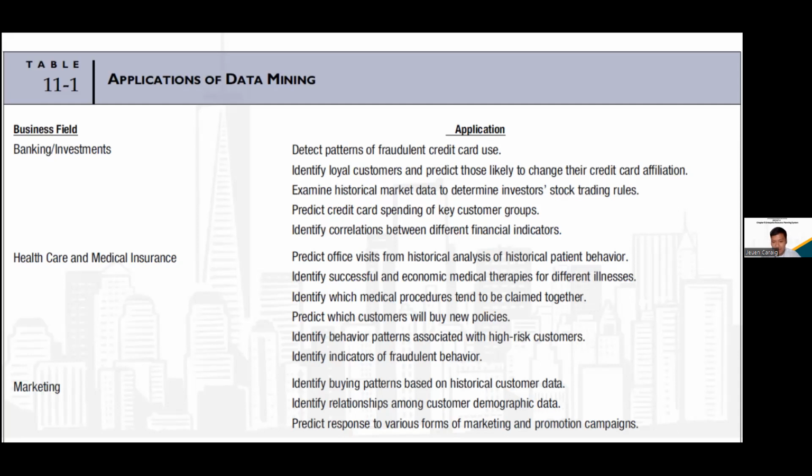And lastly, sa marketing business field naman, we can apply data mining by identifying buying patterns based on historical customer data, identify relationships among customer demographic data, and predict response to various forms of marketing and promotion campaigns.